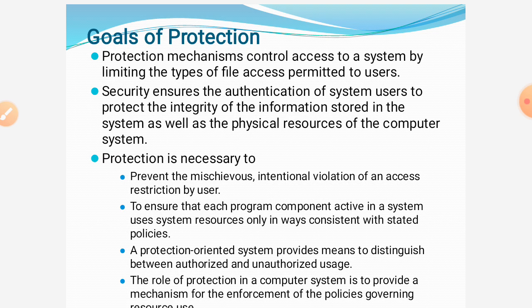This protection is necessary. അത് കുറച്ച് കേസസ് ഉണ്ട്. ഏതൊക്കെ കേസസിലാണ് പ്രൊട്ടക്ഷൻ വേണ്ടത്? To prevent mischievous intentional violation of an access restriction by user. ഒരു ഇൻറ്റൻഷനലി ഉള്ളൊരു വയലേഷനെ പ്രിവെൻറ്റ് ചെയ്യാൻ വേണ്ടിയിട്ട്. Next one, to ensure each program component active in a system uses system resources only in ways consistent with stated policy. കുറേ പോളിസി ബേസ് ചെയ്തിട്ട് മാത്രമേ അത് യൂസ് ചെയ്യാനുള്ള പെർമിഷൻ ഉള്ളൂ.